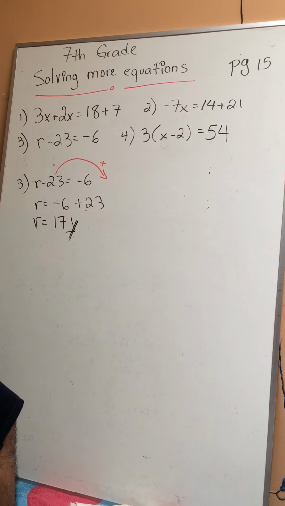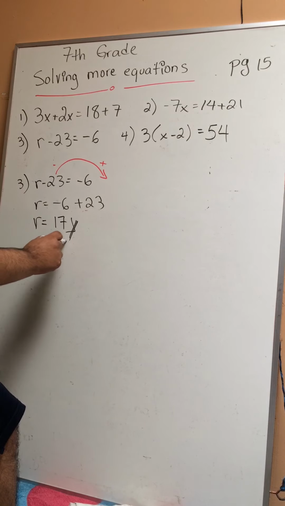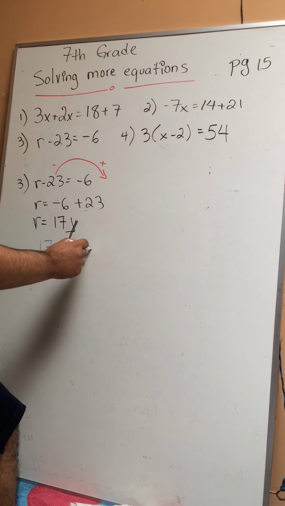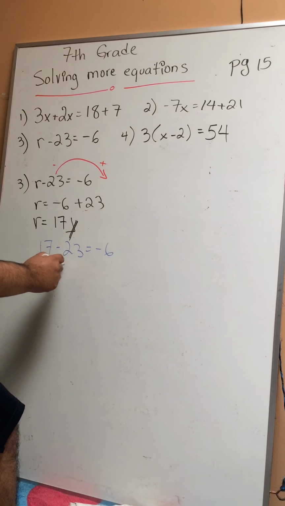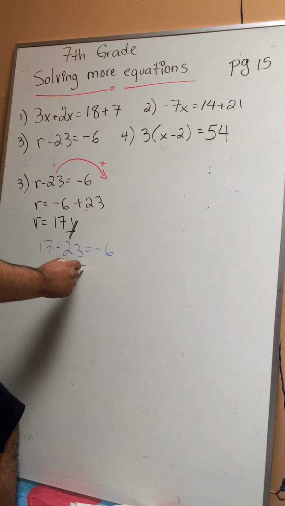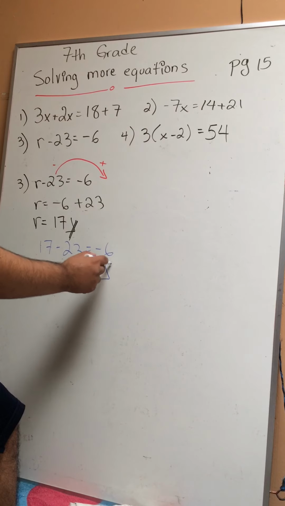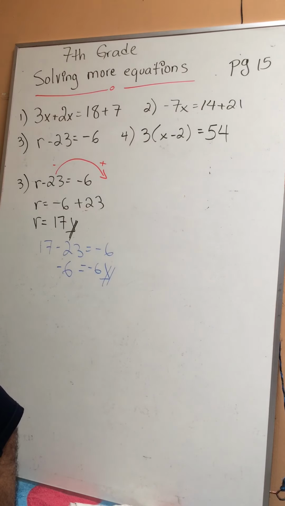Positive. How can we check if this answer is correct? We substitute the r in the original equation. So we have 17 minus 23 equals minus 6. 17 minus 23 is minus 6. So we know that the answer is correct.